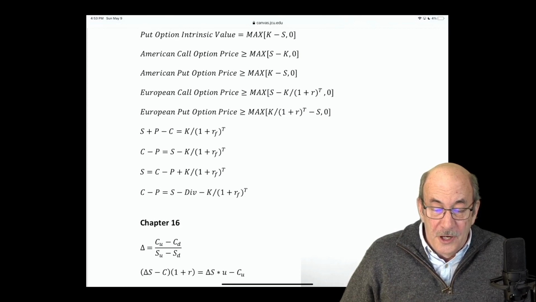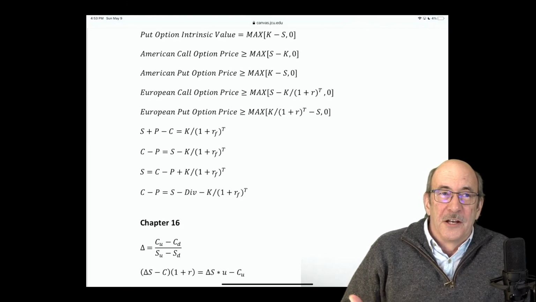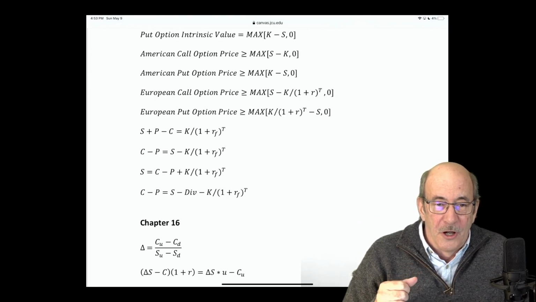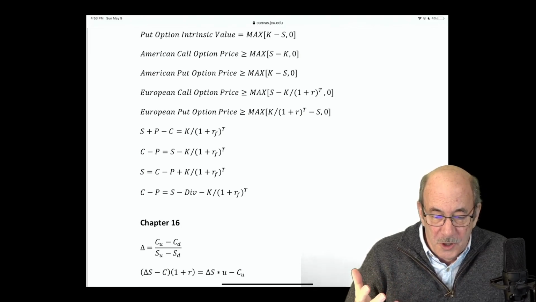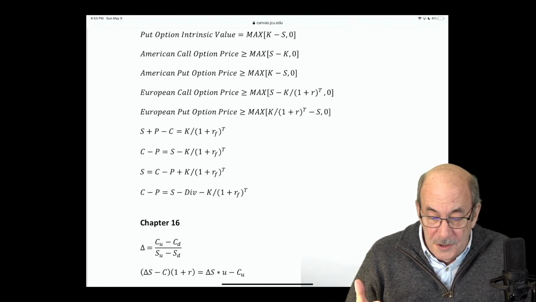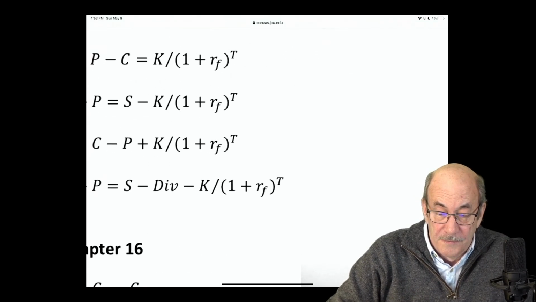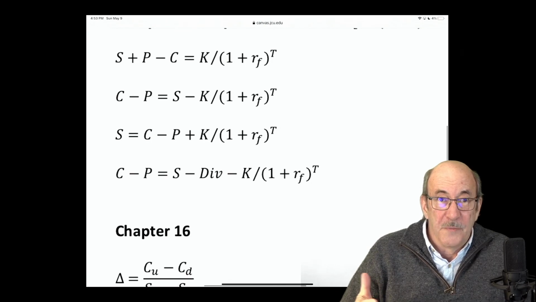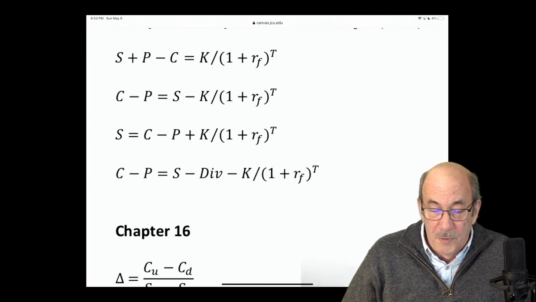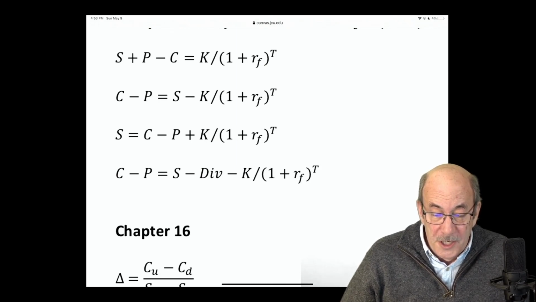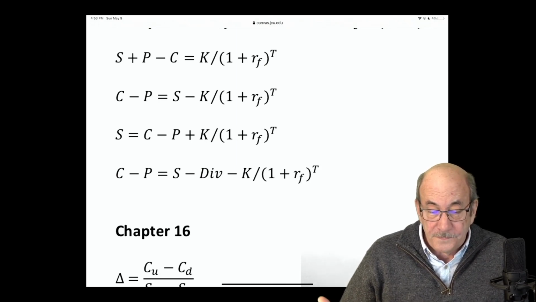yeah, all of the formulas, what I've done is I've simply pulled all of the numbered formulas out of the textbook. So they've numbered this formula. The first three that you see here, right? This S plus P minus C is equal to K over 1 plus the risk-free rate raised to the T power. That one is identical to the next two.